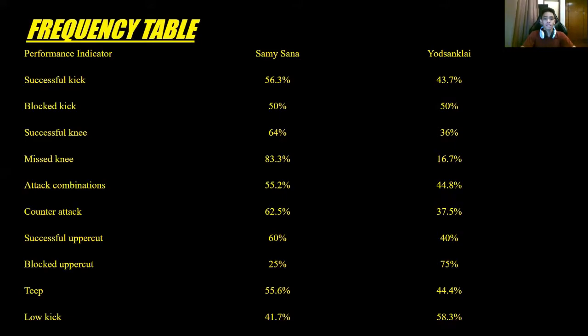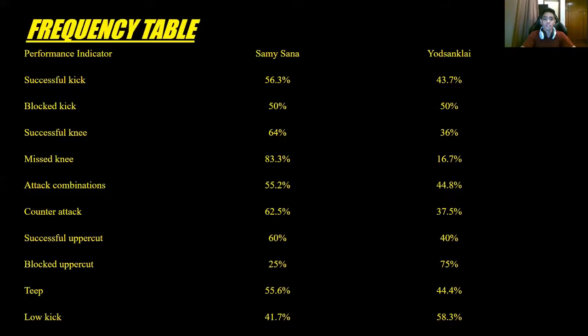Next, missed knee. Even with a high successful knee rate from Semi Sana, Yod Sang Klai managed to block 84% of the knee attacks from Semi Sana. This shows Semi Sana had many attempts using his knee and Yod Sang Klai has a good defense strategy.